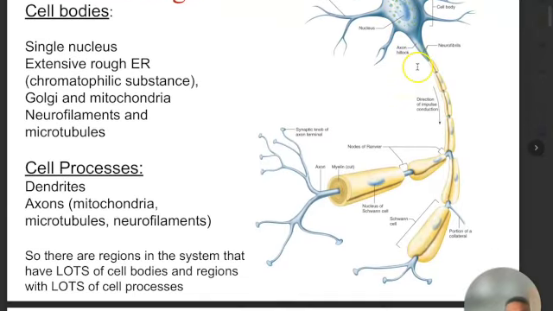Now the reason it looks white, because the axon, okay, is wrapped in something called a myelin sheath. Okay, and it's an insulating sheath, and it's fatty tissue, so it looks more white.